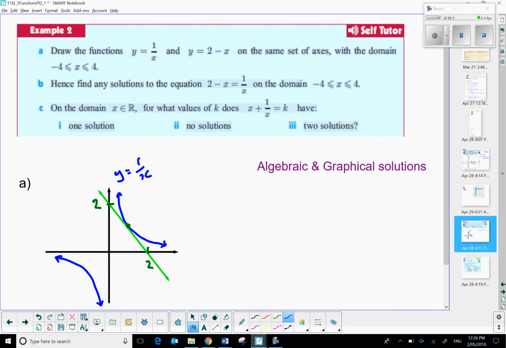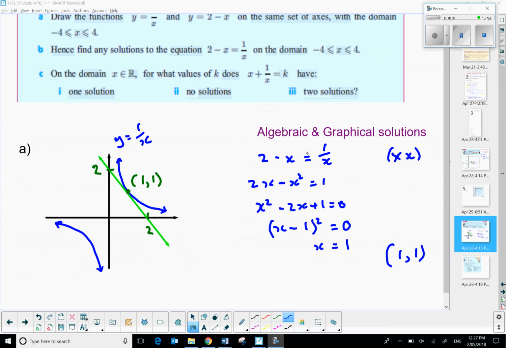Do you remember how to solve this algebraically? Hopefully you look at that and go, oh, if I multiply everything by x, then I end up with a quadratic. So I end up with 2x minus x squared equals 1. Pause your video and have a go at completing that.